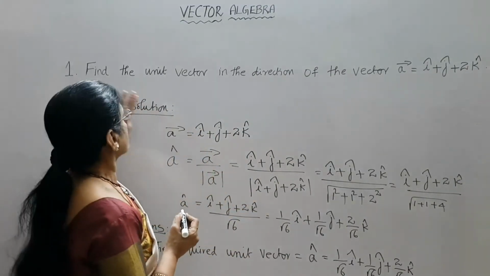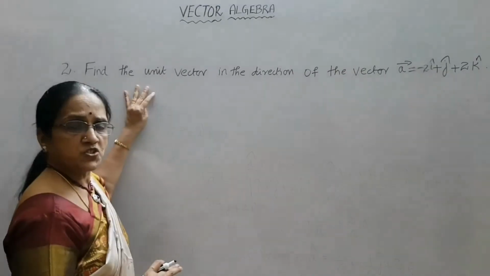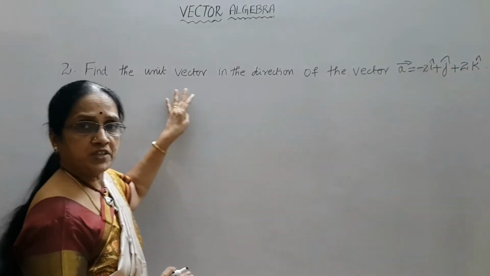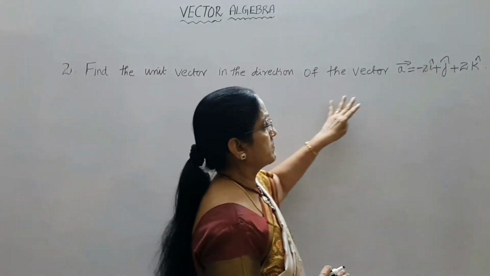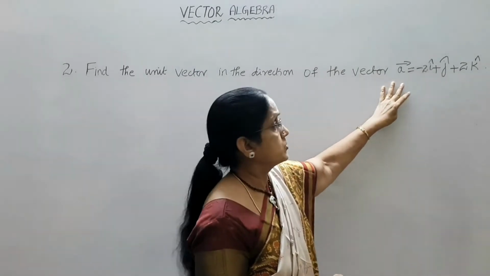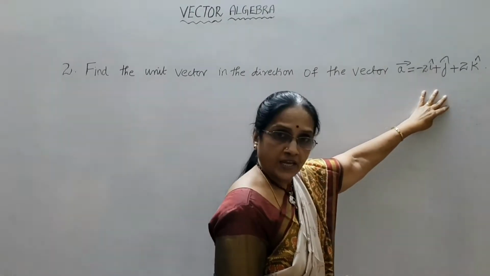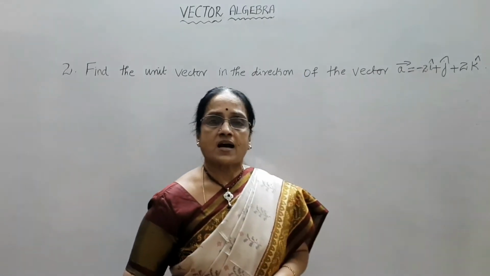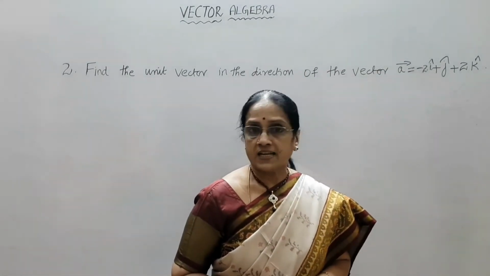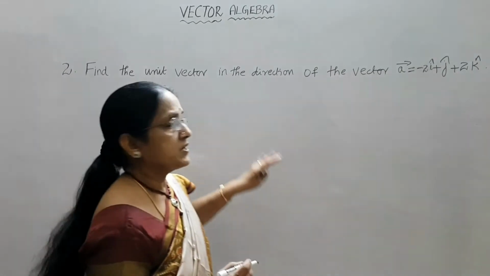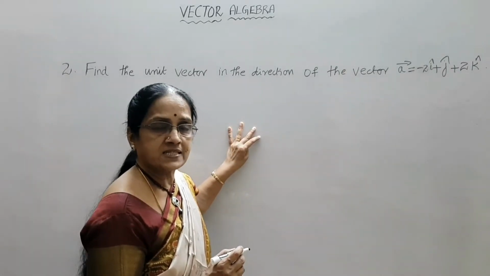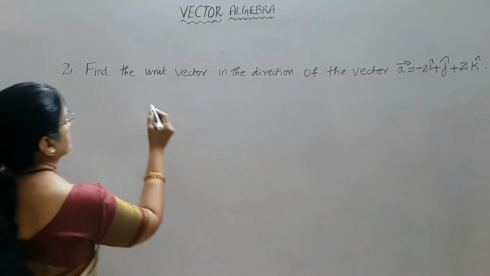Now, let's move on to question number 2. This question, again you need to find out the unit vector in the direction of the vector A vector is equal to minus 2 i cap plus j cap plus 2 k cap. This particular question was asked in 2009 Delhi compartment paper. It's similar to the previous one what we did in today's session. Let us do it now. Solution.